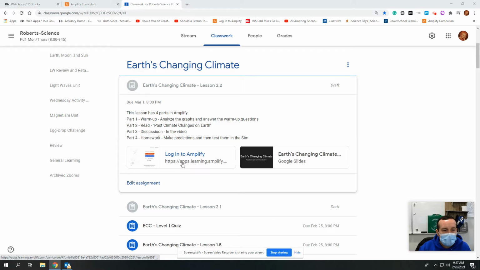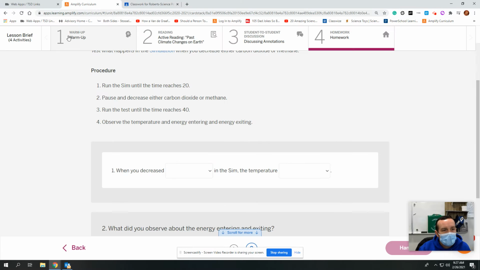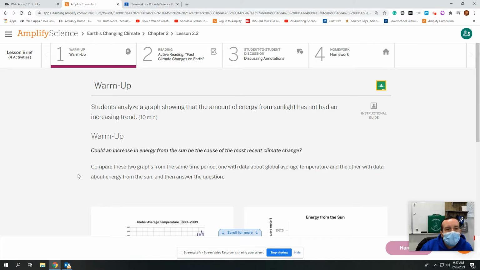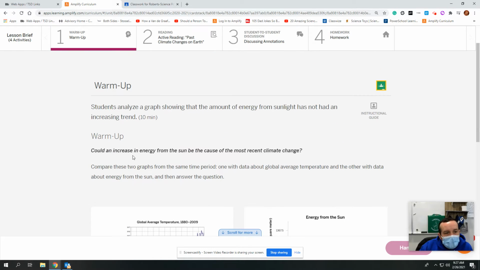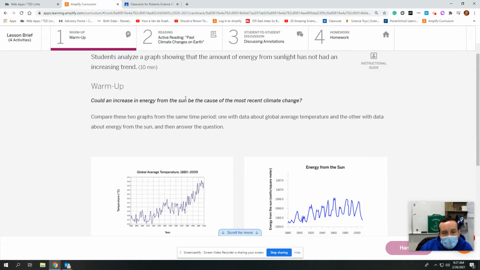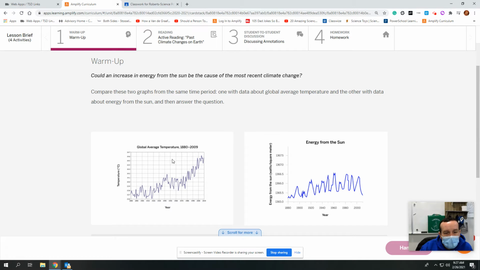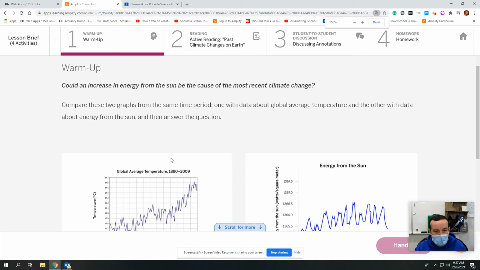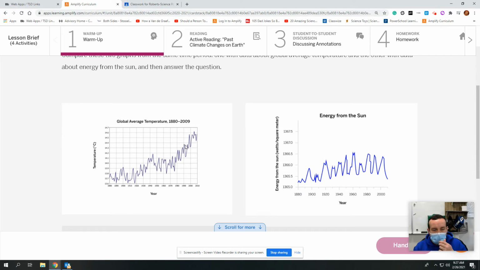So first things first, we're going to click this little log into Amplify button. We want to get to the warm-up page here. And the first thing we're going to do is analyze these 2 graphs. This first graph here is our global temperature graph that we've been looking at for a while now, 1880 to 2009. This is a great graph because it gives us a big time scale as opposed to just a little one.